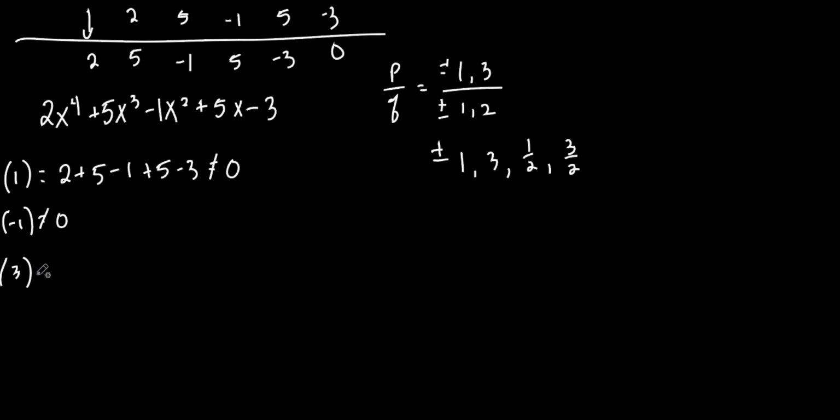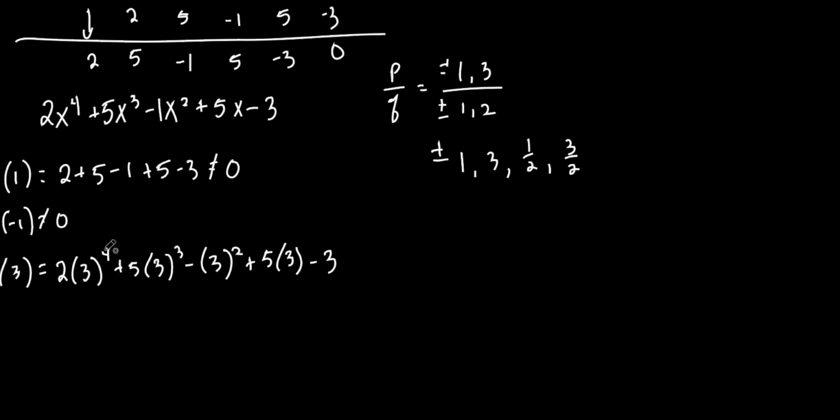So f of 3. Now, we're going to have to do a little work with this because it's not just a 1, so it's a little tougher. So that's going to be what? 3 to the 4th plus 5, 3 cubed minus 3 squared plus 5 times 3. I could already tell you this is going to be way bigger than 0, isn't it? Yeah. Minus 3. Would you agree with that? This comes out, I didn't even say what it comes out to be, but it's going to be huge.